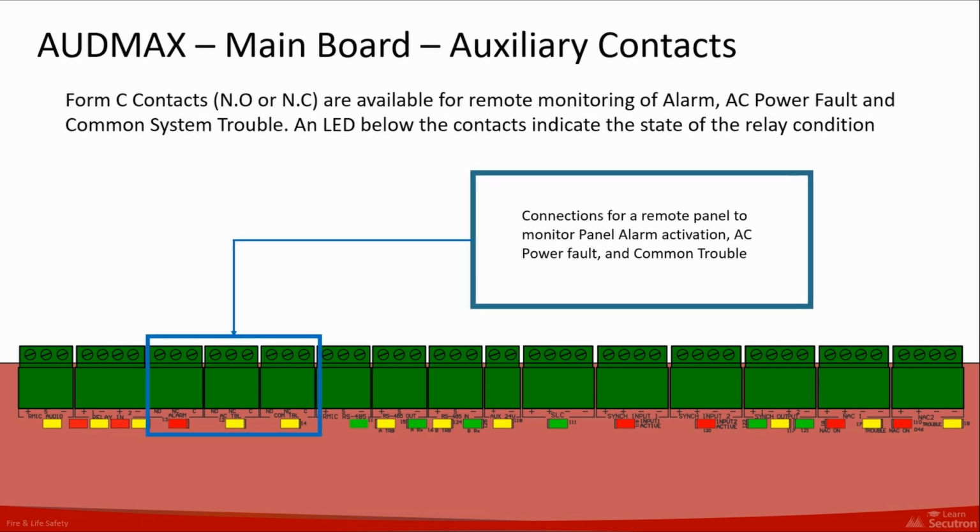The AUDMAX Master Panel features auxiliary contacts that provide remote monitoring capabilities. These Form C contacts, which include normally open and normally closed options, can be used to monitor alarm status, AC power faults, and common system trouble conditions. LED indicators located below the contacts visually display the current state of each relay. This functionality enables integration with external systems and ensures real-time visibility into the panel's operational status.